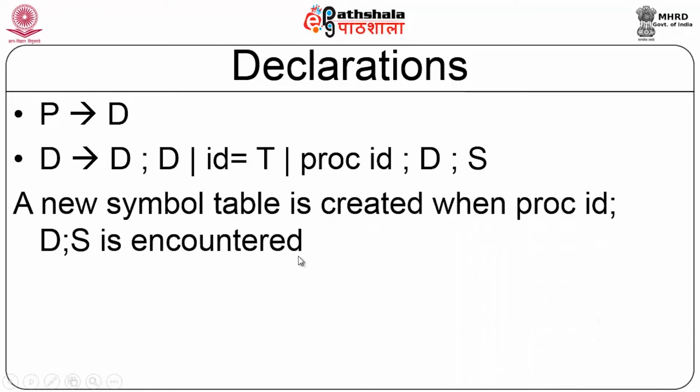So, what happens here is you have to declare a new symbol table whenever a procedure ID is encountered. So, proc ID here stands for procedure ID in the grammar. You have to create a symbol table whenever you introduce a proc ID. And then after that, the declarations will have a sequence of variable definitions pertaining to this particular procedure, and S will be the statements.